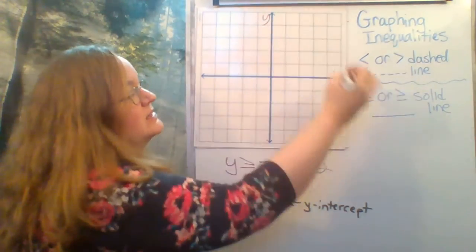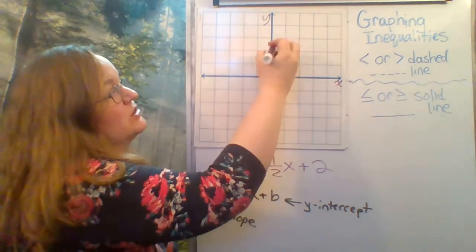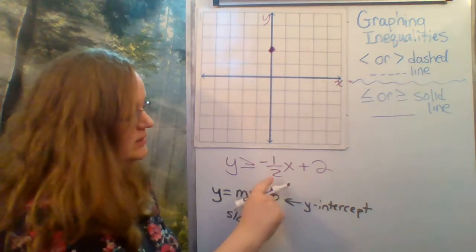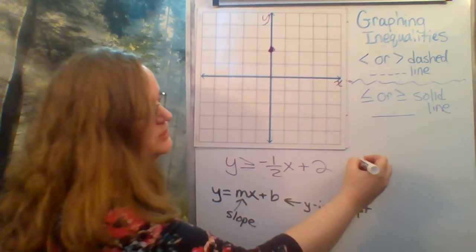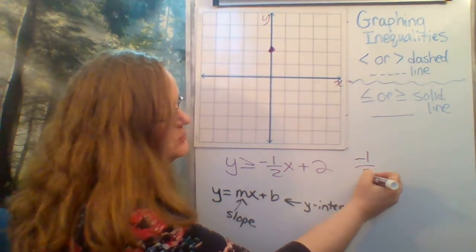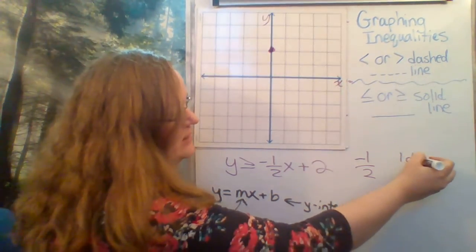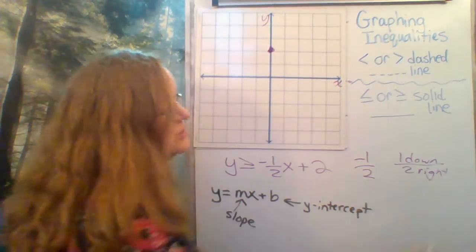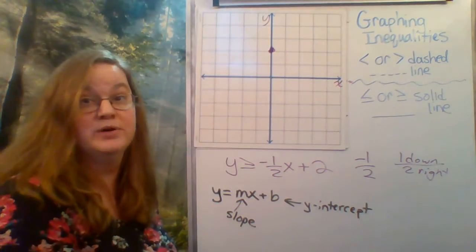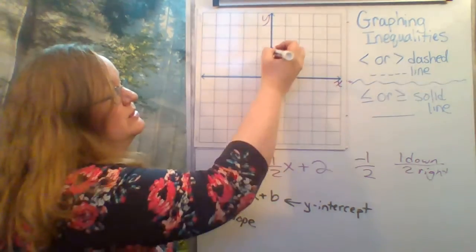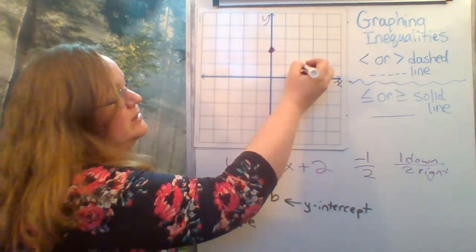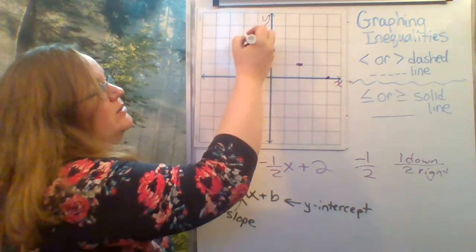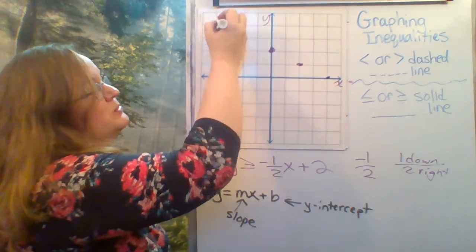So if this is the y-axis and this is the x-axis, I'm going to start with my first point on the y-axis at 2. And then I'm doing a slope of negative 1/2. A slope of negative 1/2 means 1 down and 2 to the right. So from that point to get to the next point, my slope tells me to go down 1 and 2 to the right. Okay, and I can repeat the pattern backwards to find some more points.